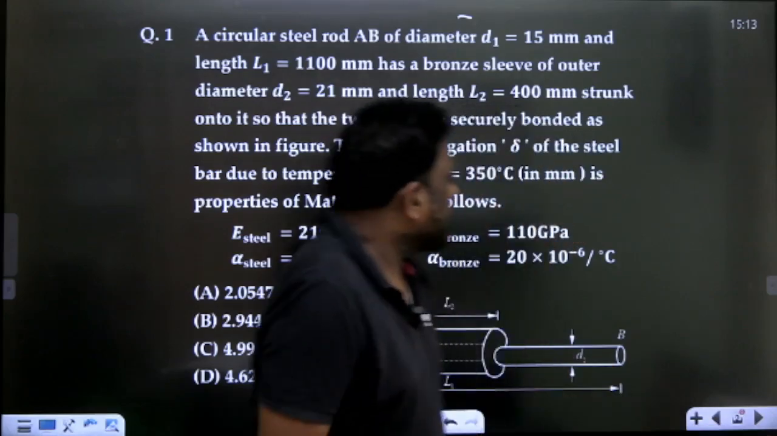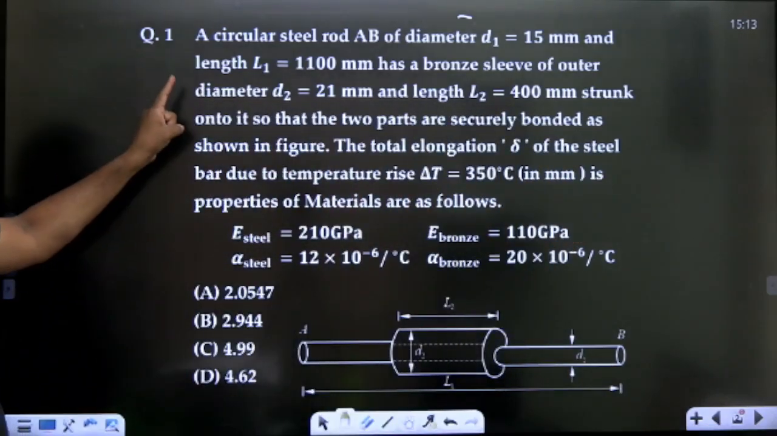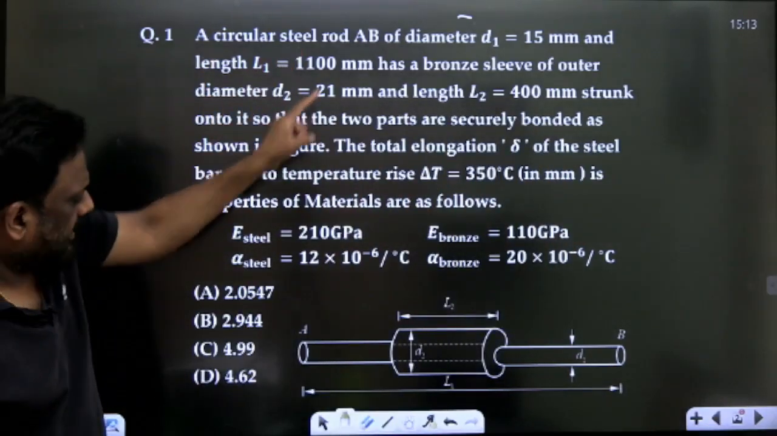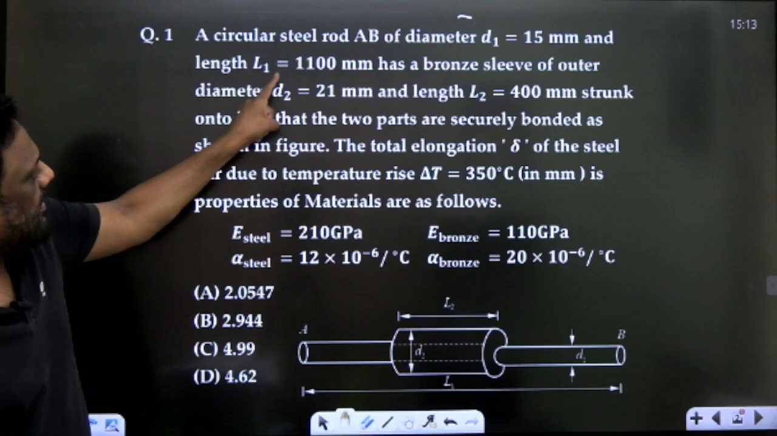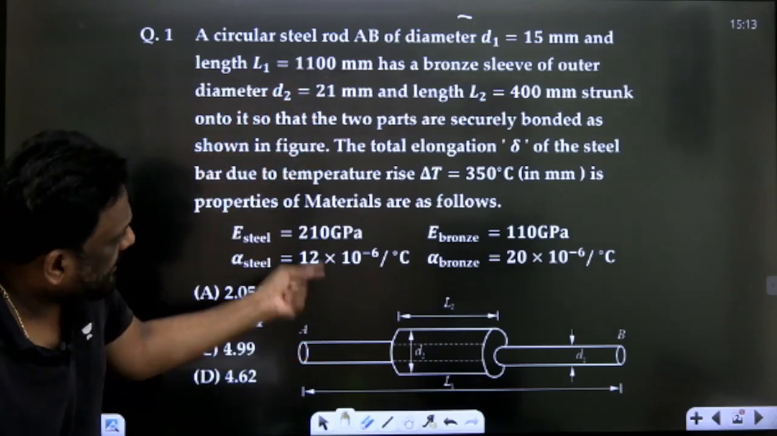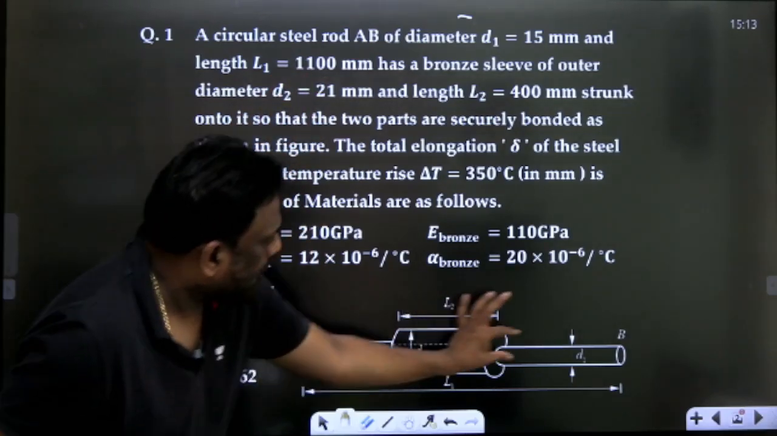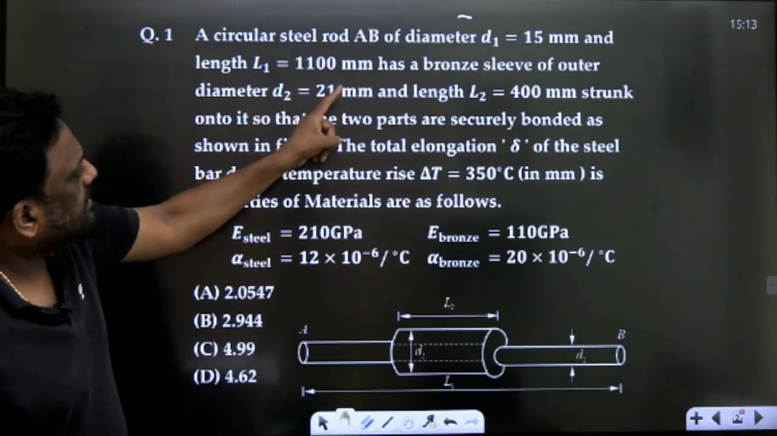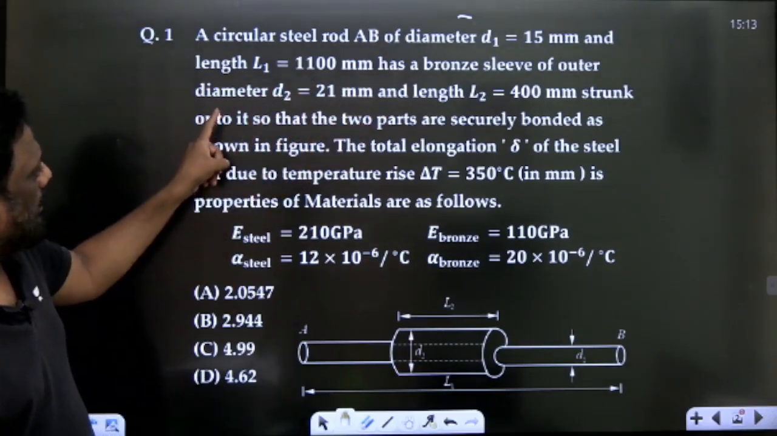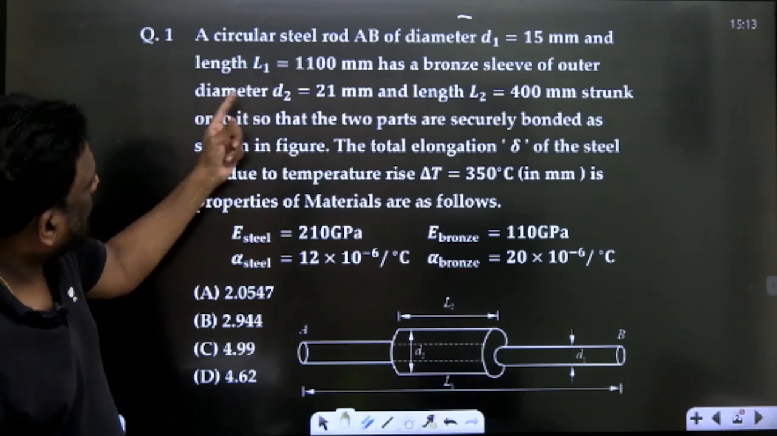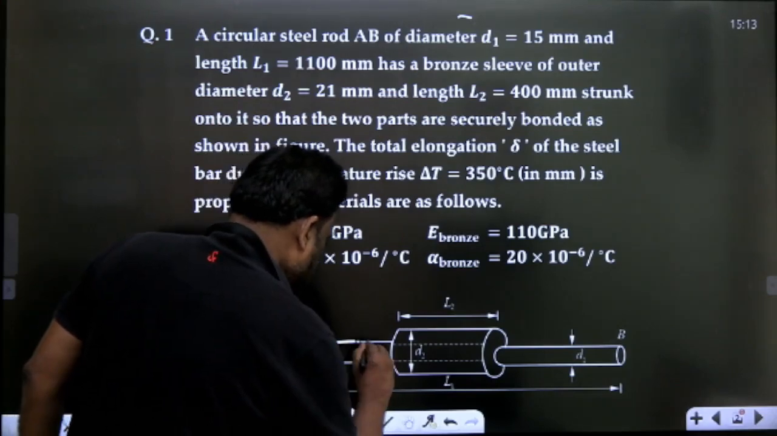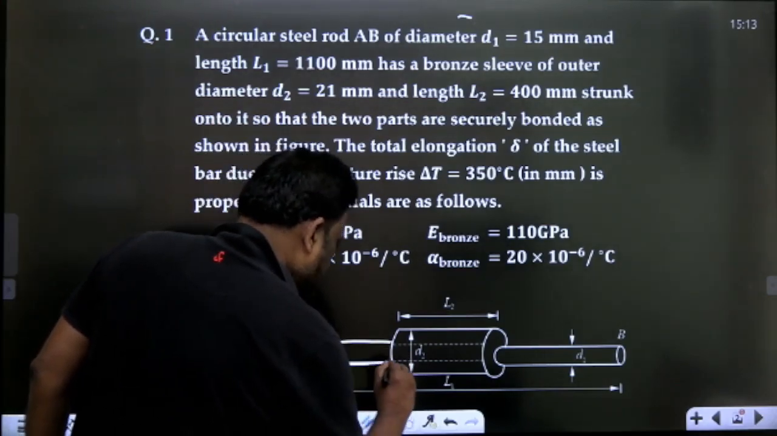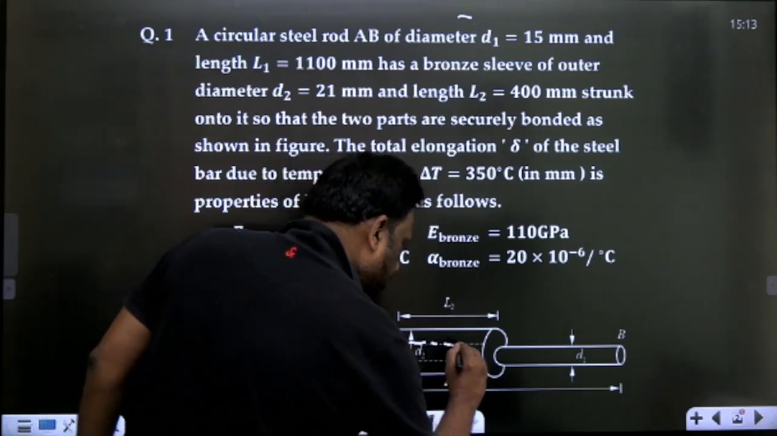Take this first question. A circular steel rod AB. There is a steel rod AB and its length is 1100 mm and the diameter is 15 mm. This is the steel rod. And has a bronze sleeve over it of outer diameter 22. This is the complete steel rod.